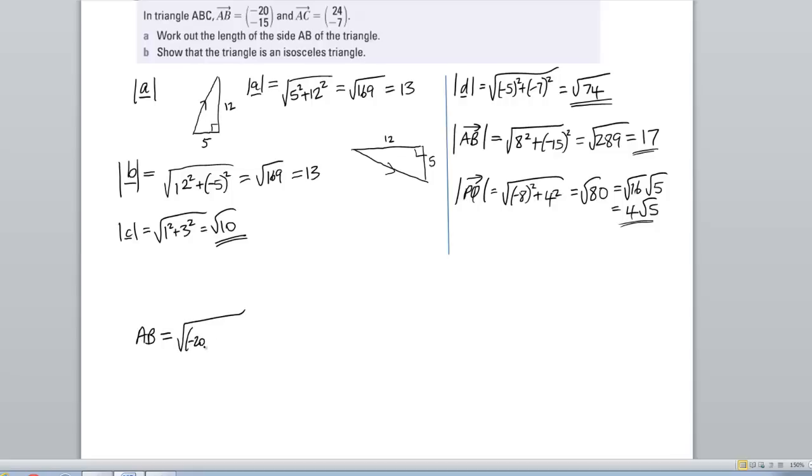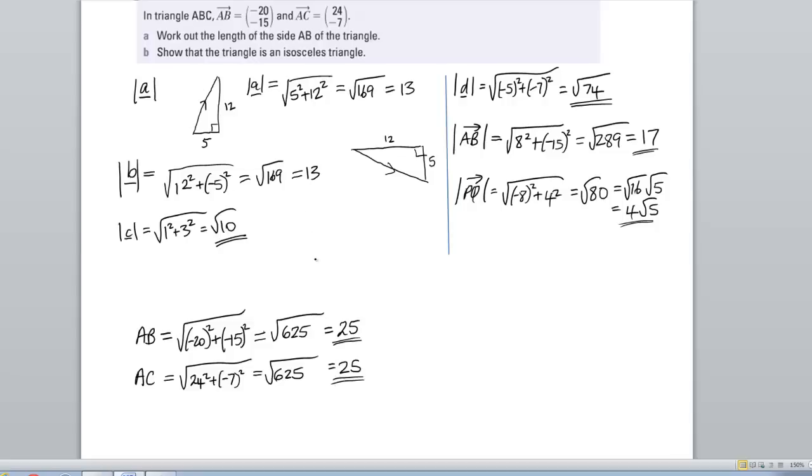So it's square root of minus 20 squared plus minus 15 squared, which is a square root of 400 plus 225, which is 625. Square number, so the side is 25. AC, side AC, we have 24 squared added to negative 7 squared, which is a square root of 576 plus 49, which is 625, which equals 25.